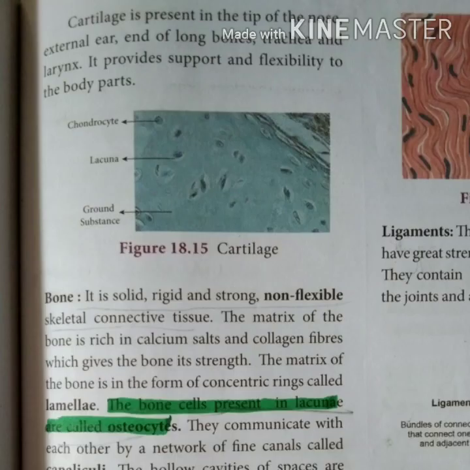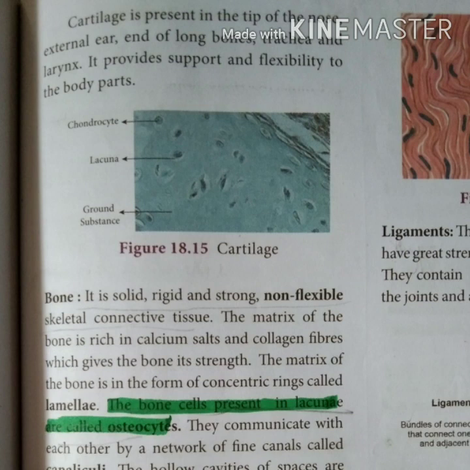This cartilaginous bone is seen in the tip of the nose, the earlobe, that is the pinnae, the end of the long bones, and also in the trachea and larynx. The earlobes are flexible, no? So these are flexible bones. It gives support and flexibility to the body parts.